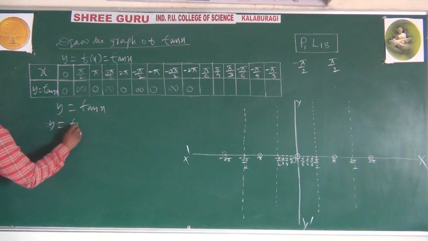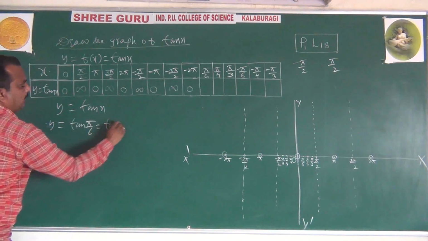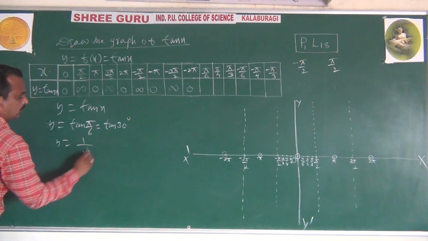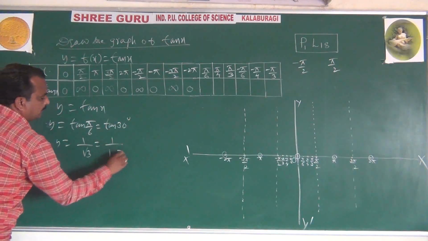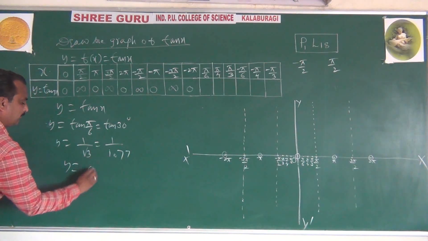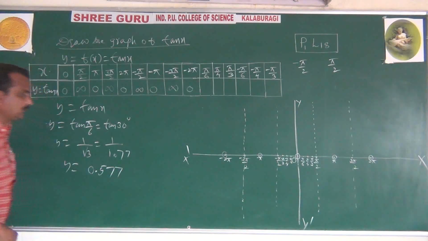Y equal to tan 6 pi by 6, 30 degree. Tan of a 30 degree. What is tan 30 degree? 1 by root 3. What is root 3? 1.7 something, 1.77 something. Then what is 1 by 1.77? 0.57 approximately. 0.577, like that you have the values.